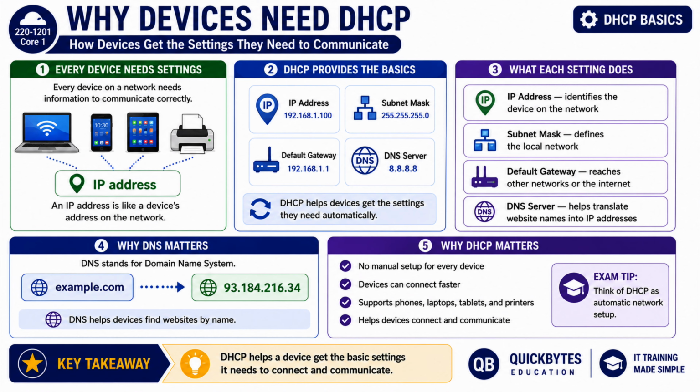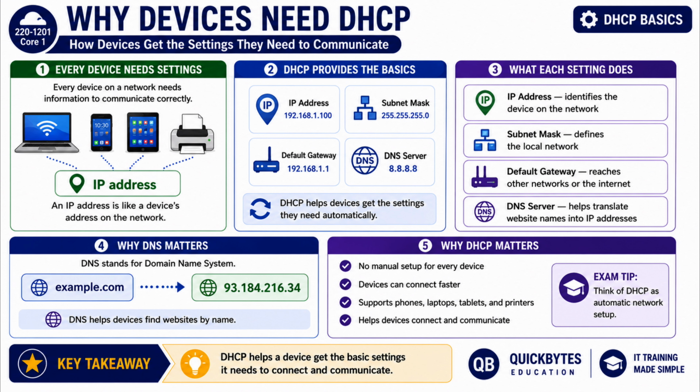It can also provide the subnet mask, which helps define the local network. It can provide the default gateway, which is usually the router used to reach other networks or the internet. And it can provide DNS server information. DNS stands for Domain Name System. DNS helps translate website names into IP addresses, so DHCP helps a device get the basic settings it needs to connect and communicate.